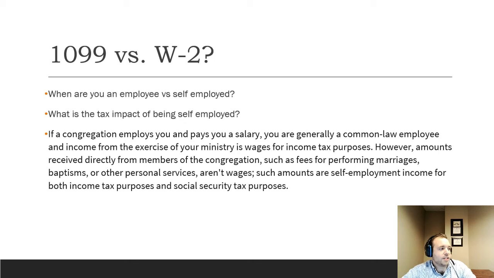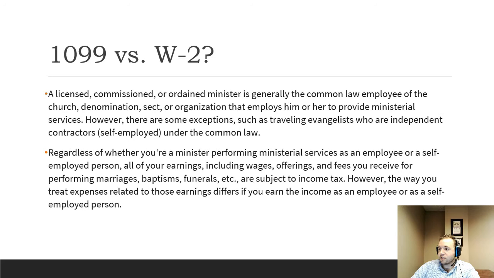Amounts received directly from members of the congregation, such as fees for performing marriages, baptisms, and other services, are not wages because these are outside services of the actual church, and these will be subject to self-employment tax. This is where the fun begins. Those would be issued to you on a 1099, and thus you would be able to take any business deductions that you incurred during performing those services.